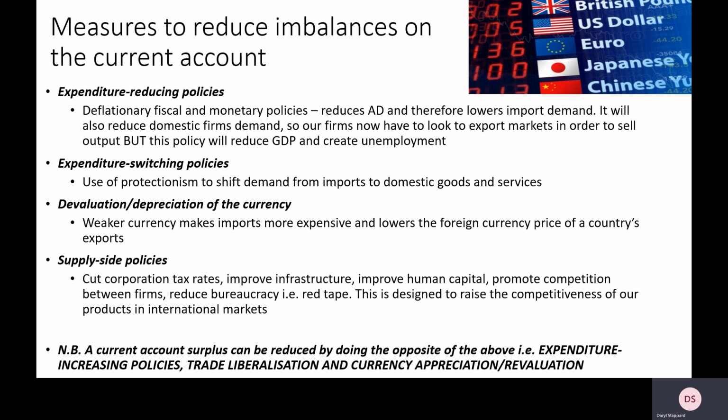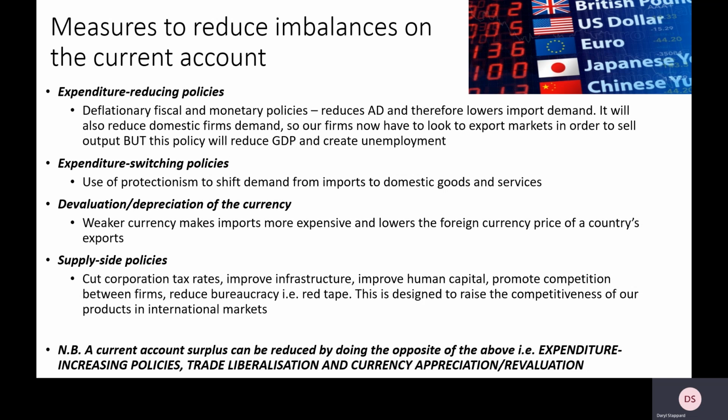A second policy is to use expenditure switching policies. Now, in an earlier video, we did look at how protectionism can be used to reduce demand for foreign goods and services. So tariffs on foreign goods coming into the economy, for example, will raise the price of foreign goods, and that will therefore encourage more people to shift their demand towards more domestic production, which are now technically more competitive than what they were before, and that would in theory lower the demand for foreign goods and services.